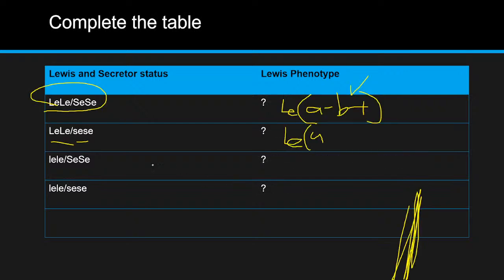All right. So for this one, what will be our Lewis phenotype? Our Lewis phenotype. So we will have a lot of H antigens. For the third one, Lewis.